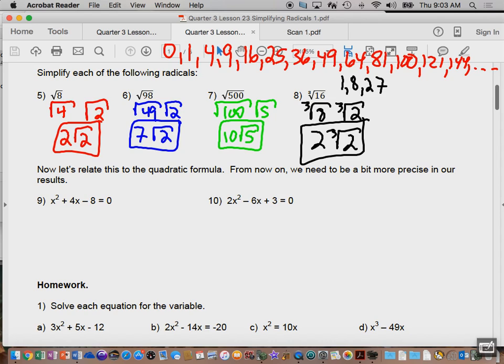All right, so this is the new skill that you needed to learn for today. Tomorrow, we'll start doing questions like this with the quadratic formula, where we use the quadratic formula, but at the end, we add in our last simplifying step.